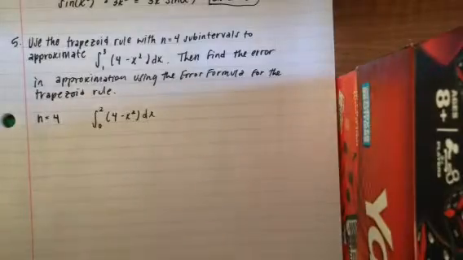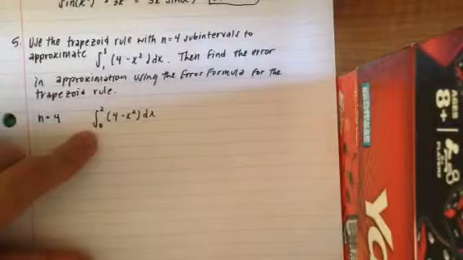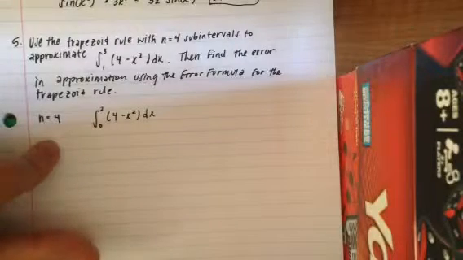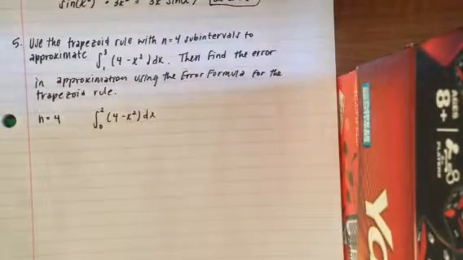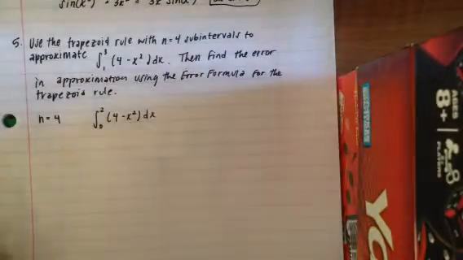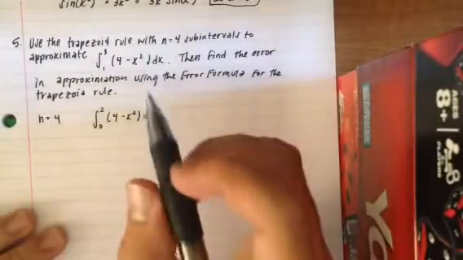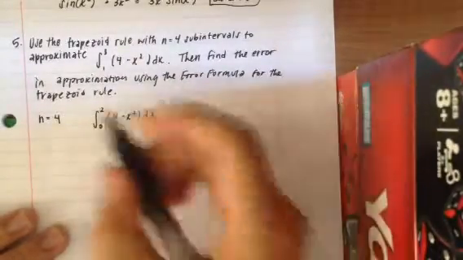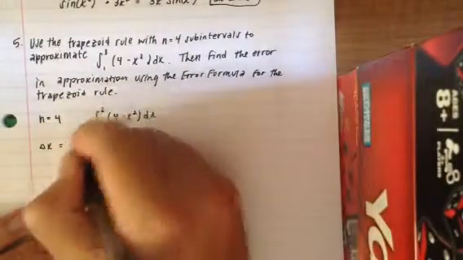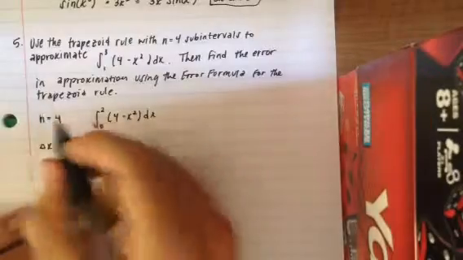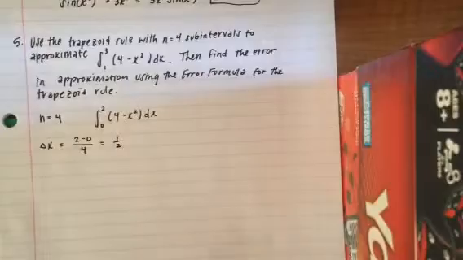Okay, so this is number 5. That's the original equation with a 3 and a 1 on top. I'm changing that to a 2 and a 0 and leaving n the same. But then I also have to find the error in approximation, which I don't think I even did on the test. Well, one thing I have to know is delta x for the formula. So delta x would just be 2 minus 0 over n, which is 4, so 1/2. And I'm going to need that for my formula.